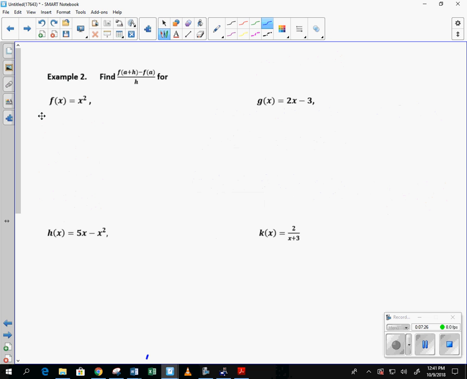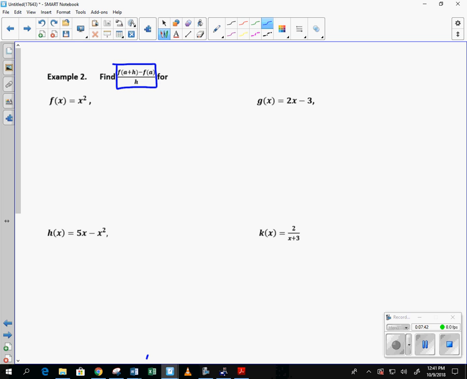Today we need to be able to find f of a plus h minus f of a all over h. This is brand new to you. You're going to have to lean in. You're going to have to clarify questions if you have them. You have to be able to do this in order to do calculus. If you can't do this, you can't do calculus. Simple as that. Okay? We're going to be able to get you to do it.